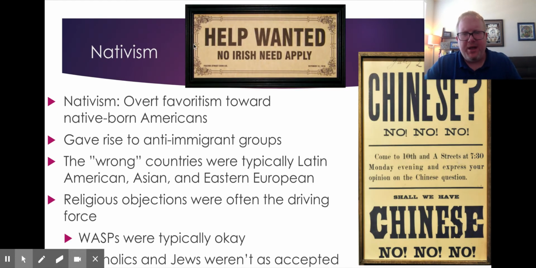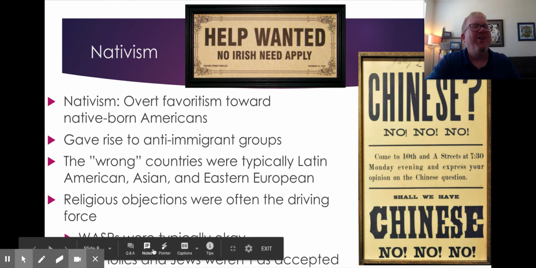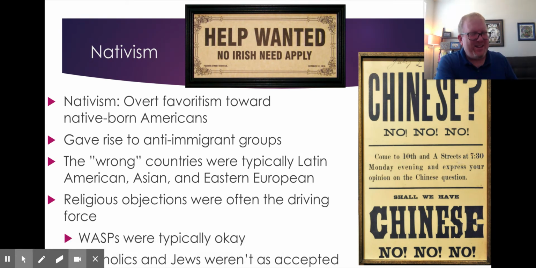Nativism. This is a big vocab word you're going to need to know. Yes, Mr. Windus, we should watch Gangs of New York. I think it's rated R, but yeah, it's a good one.